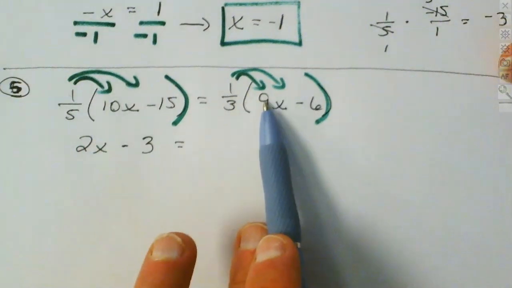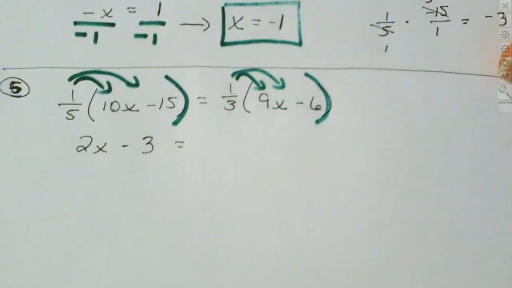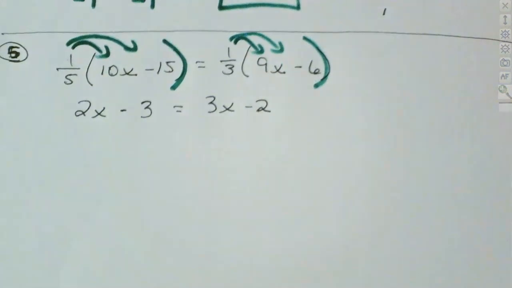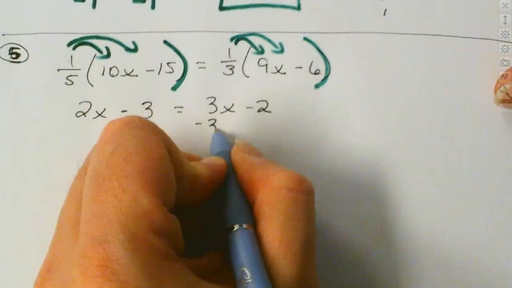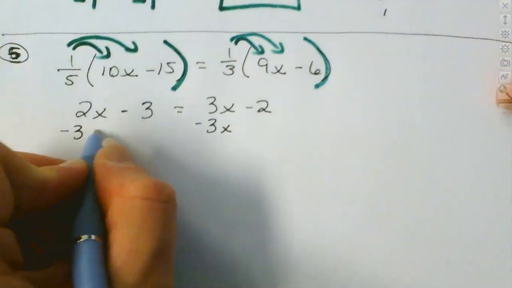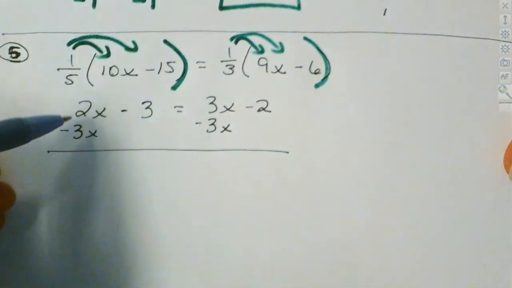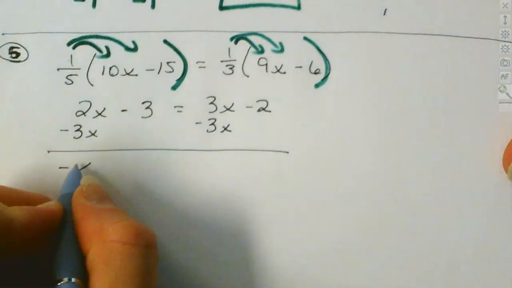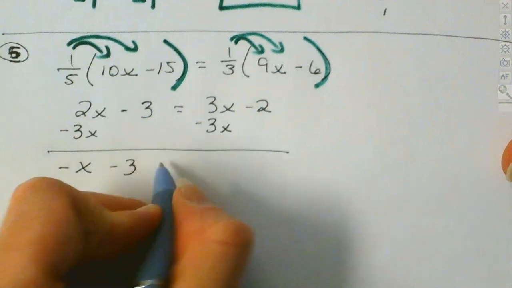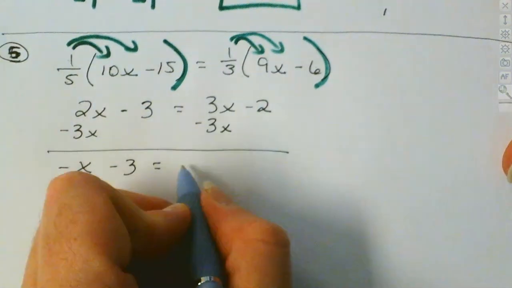What about on the right-hand side? 9 divided by 3, that's a 3x. And negative 6 divided by 3, that's a negative what? 2. Now, all the fractions are gone. What's my next step? Yep, variables go to the left, so the 3x is positive, so we make it negative to move it over. 2x minus 3x, that leaves you with a negative x minus 3. And the right-hand side is now a minus 2.